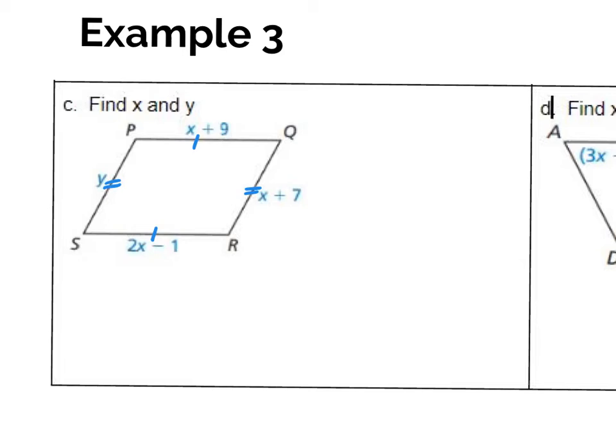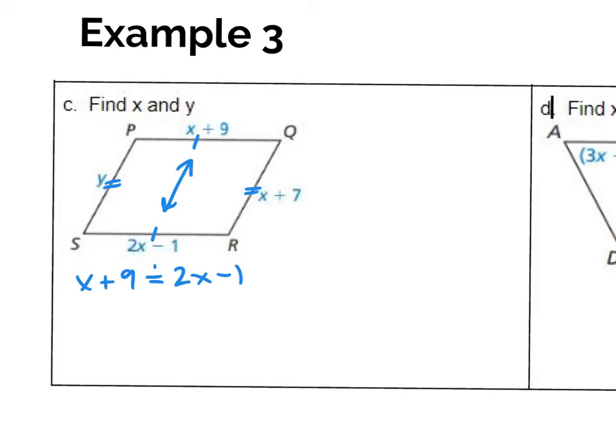The only difference here is that when solving for y, you'll notice that y is across from x plus 7. So I cannot know y unless I know x, right? Whatever x is, plus 7 would give me y. So I'm going to have to think about how to set this up first. I'm actually going to use x plus 9 equals 2x minus 1. Those are opposite sides to each other, so I know they're congruent, or they're equal. So I'm going to try and solve for x.